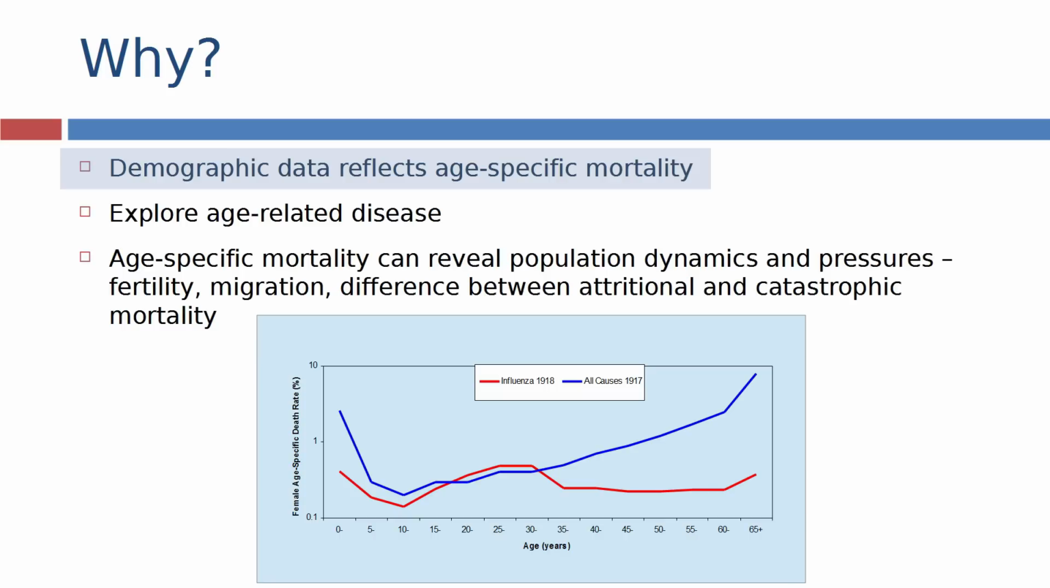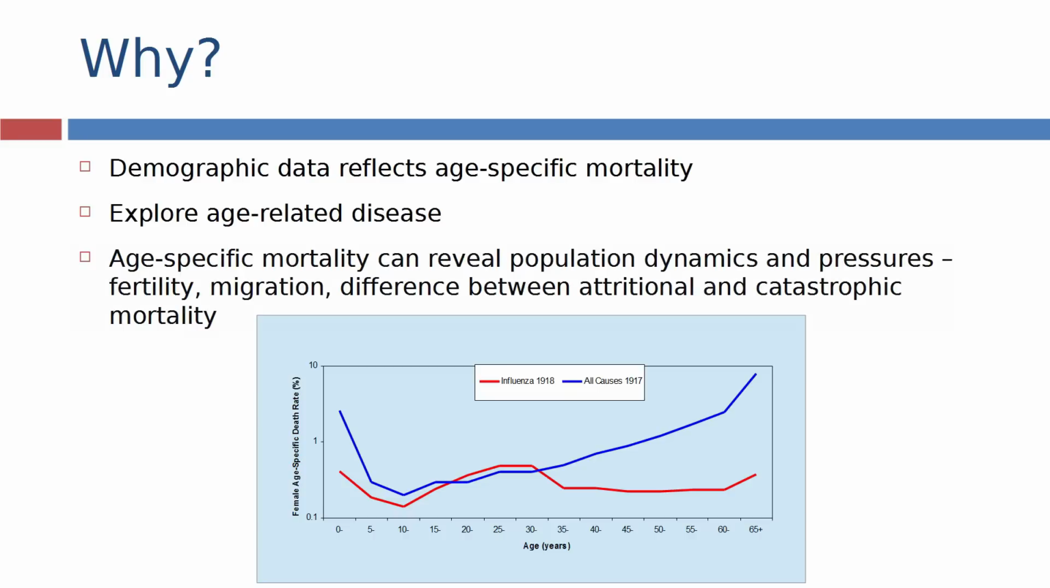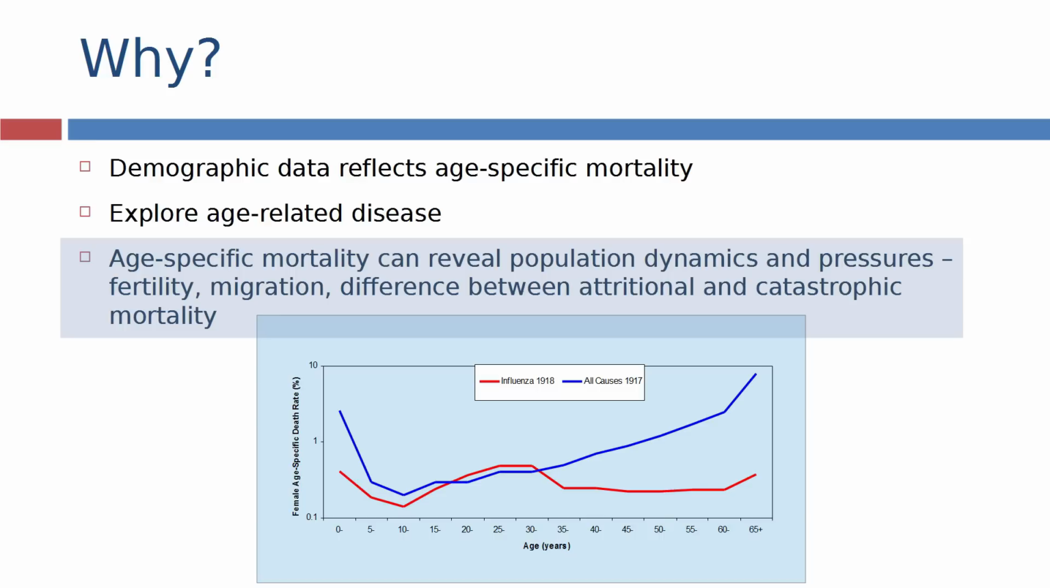We can also explore age-related diseases, so things that appear during old age or things that preferentially affect children, for example. Also in association with diseases, we can explore the issue of whether diseases preferentially affect a particular part of the population and whether they tend to cause mortality in a particular part of the population. If we look at the mortality curves, so graphs showing the number of individuals that died in different age categories, we can sometimes identify specific diseases just from the patterns of people which they kill.